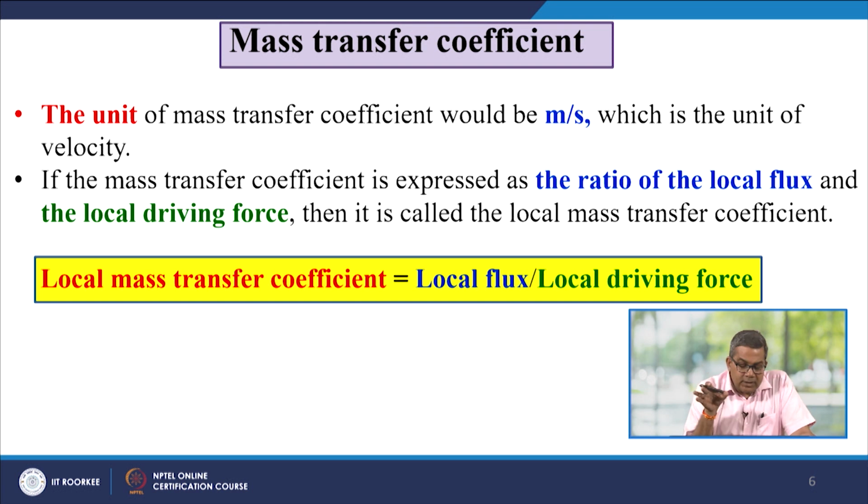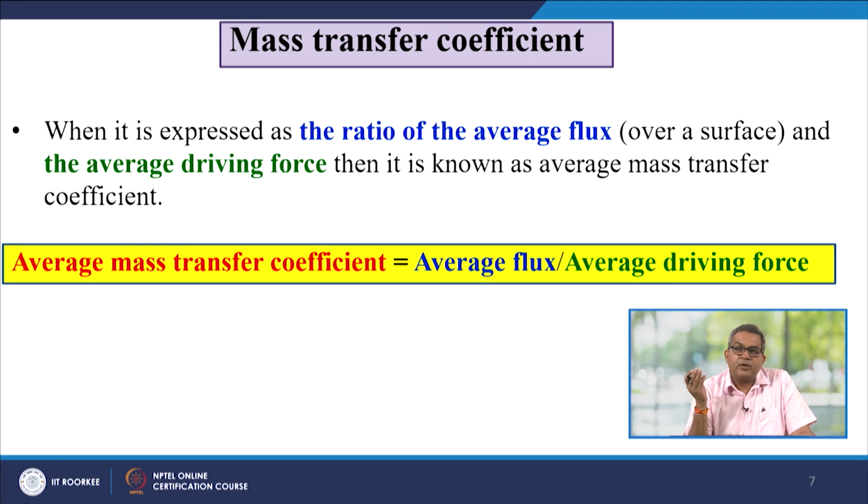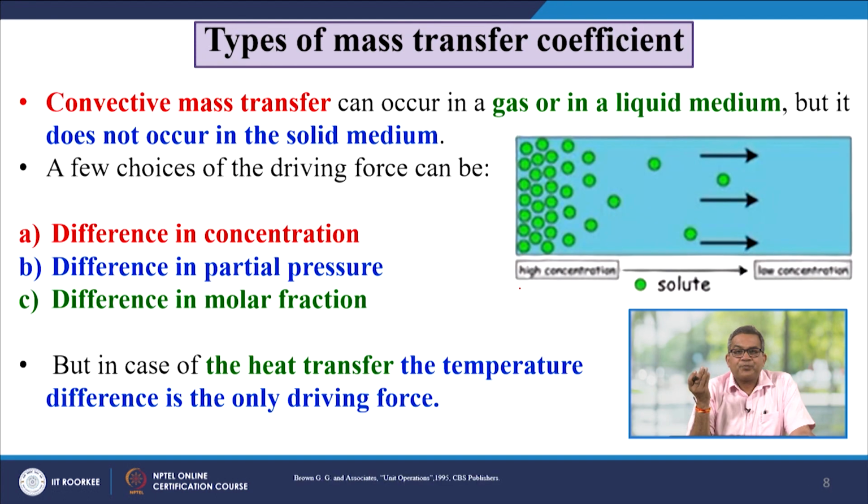If the mass transfer coefficient is expressed as the ratio of the local flux and the local driving force, then it is called the local mass transfer coefficient. So, the local mass transfer coefficient is equal to the local flux over the local driving force. Now, when it is expressed as the ratio of the average flux over a surface and the average driving force, then it is known as the average mass transfer coefficient, represented mathematically as the average flux over the average driving force.